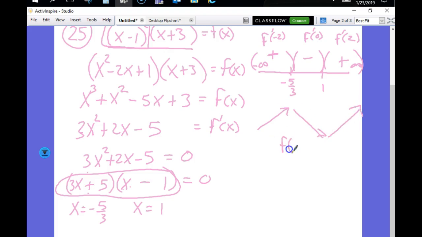So f of negative 5/3 is a max, and f of 1 is a min. And you go ahead and plug those into the original function, which you could use this one that we expanded out, or you can use the original one that they gave you in the textbook. If you don't mind, I'm going to skip that for the sake of time. I know you guys can figure that out by hand or on a calculator, but that's pretty much the gist of it there. All right, moving along.